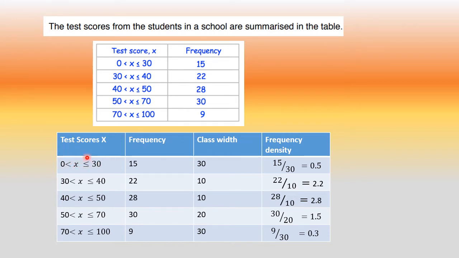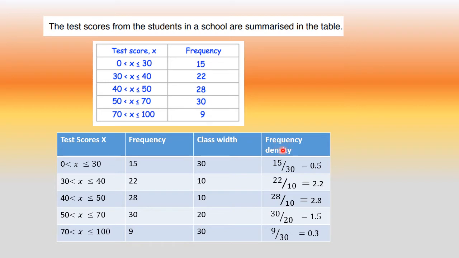30 minus 0, it's 30. 40 minus 30, it's 10. 50 minus 40, it's 10. 70 minus 50, it's 20. 100 minus 70, it's 30. So the third column that we prepare is the class width. And the fourth column is frequency density.